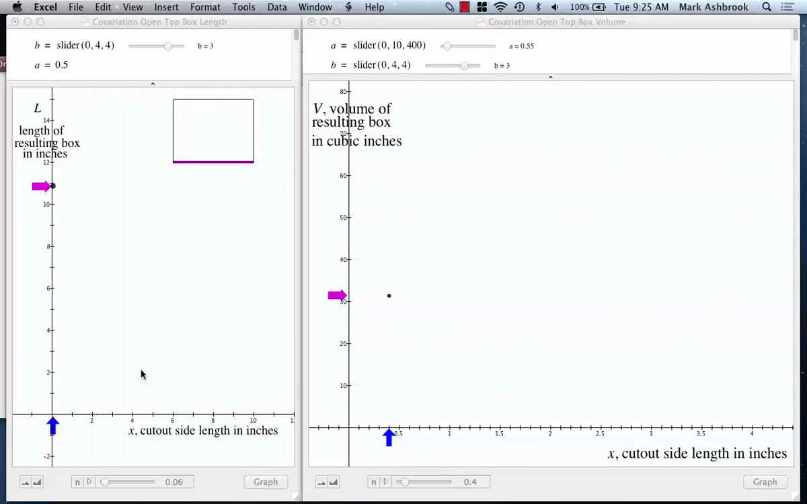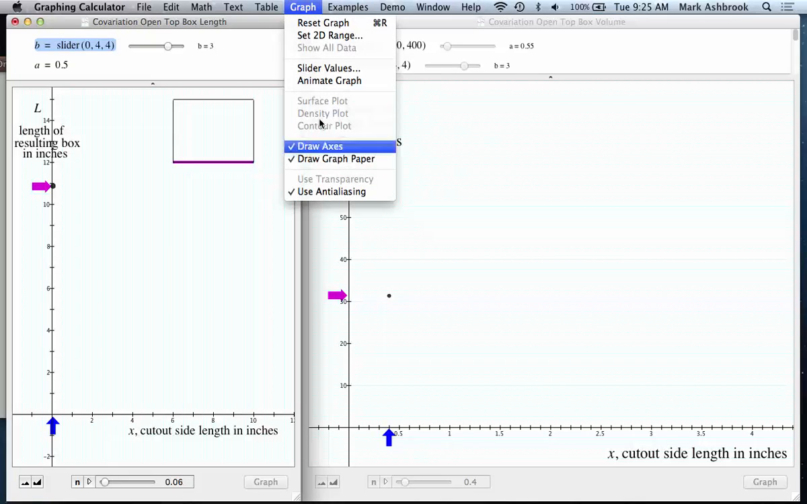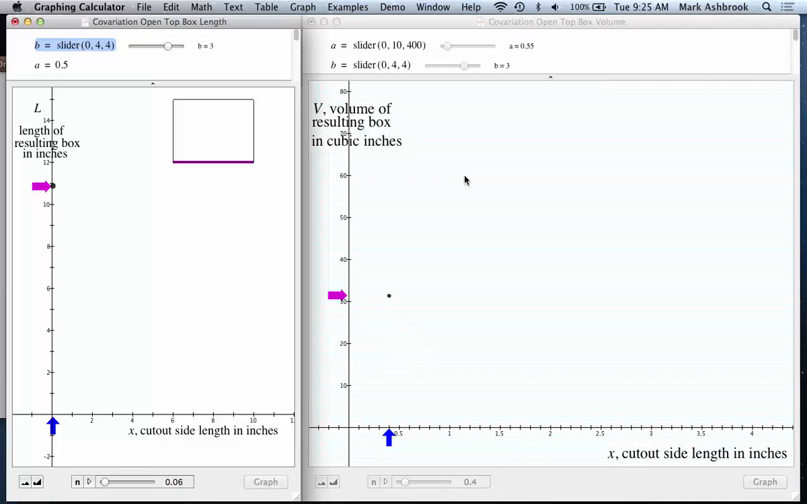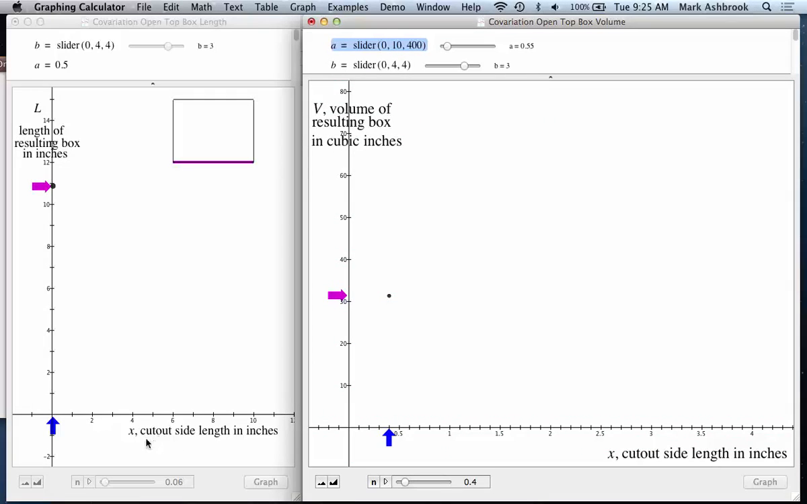Okay, so we'll start over here on the left side of the screen. With the relationship of, here I've got this cutout side length on our x-axis, our horizontal axis, and I've got the length of the resulting box, which we called little l, not big L like that. So we'll change it. Okay, so we call that little l. So what is this showing right here? That if the cutout side length is 0, then what is the length of the resulting box?